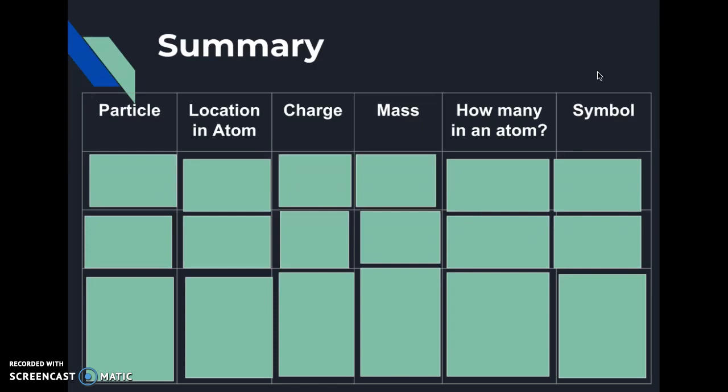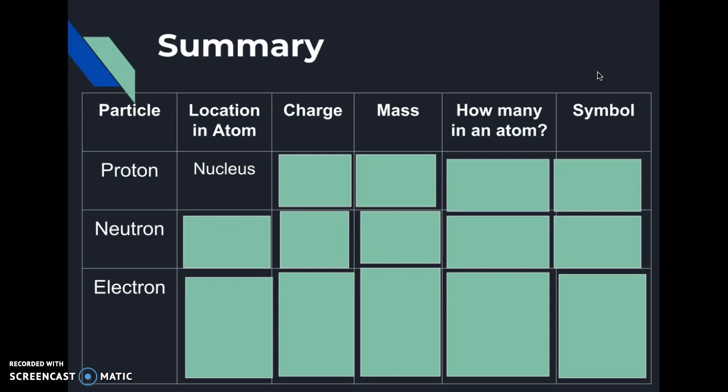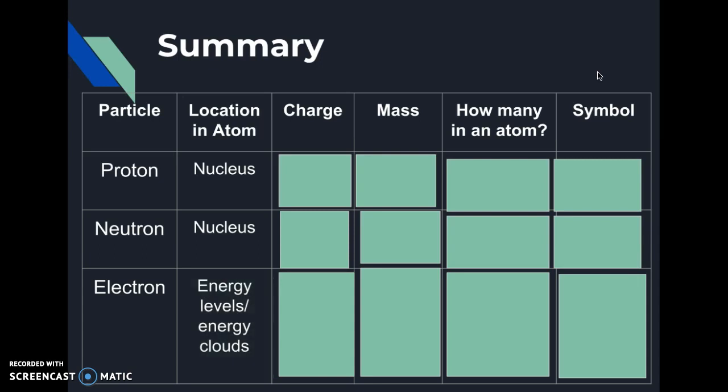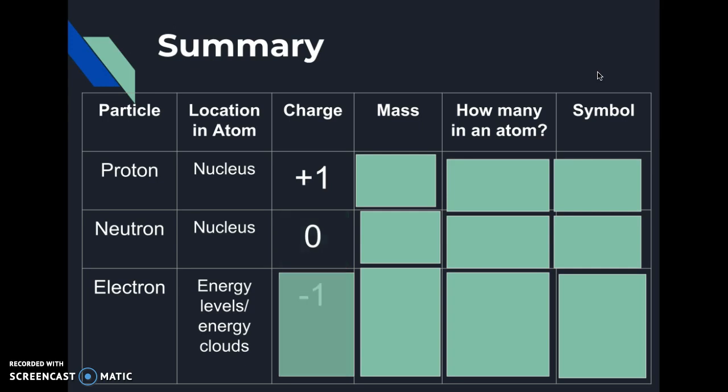But again, we have three subatomic particles: protons, neutrons, and electrons. Both the proton and the neutron are located in the nucleus, where the electron is located in those energy levels/energy clouds. The charge of the proton is positive. The charge of a neutron, again using those context clues, is neutral, meaning 0. And electrons have a -1 charge.